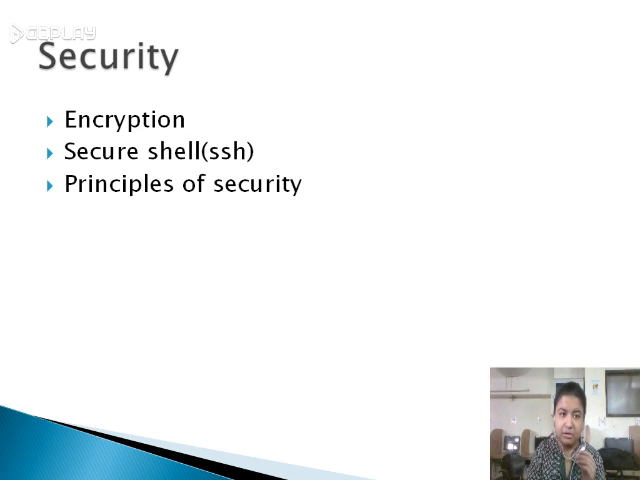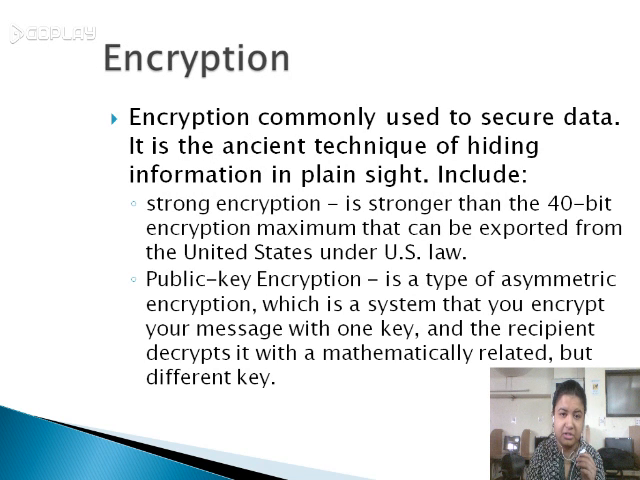Then what is security? Now it has encryption, secure shell, principles of security. Now in encryption, it is commonly used to secure data. It is an ancient technique of hiding information in plain sight. We have public key encryption. It is a type of asymmetric encryption in which the sender encrypts the message with one key and the recipient decrypts it with a mathematically related but different key.